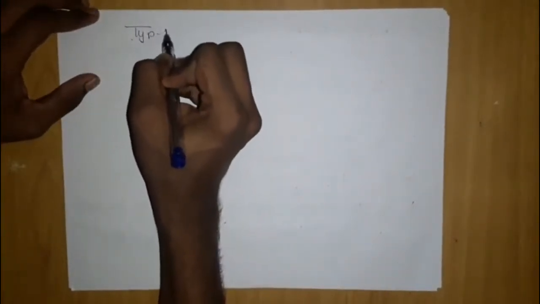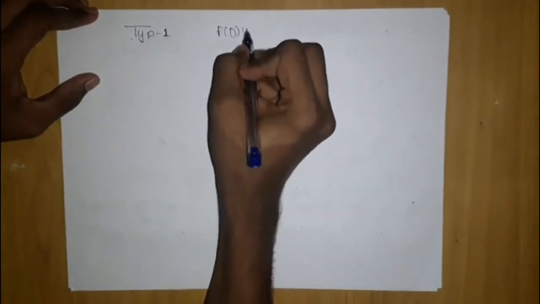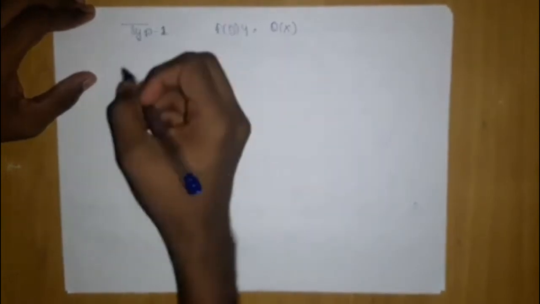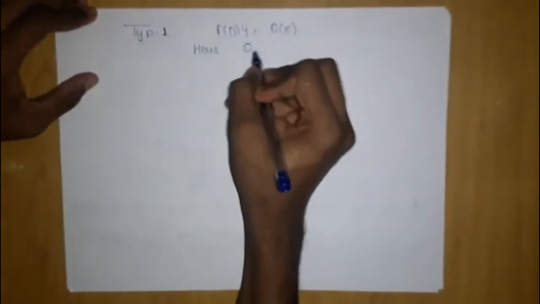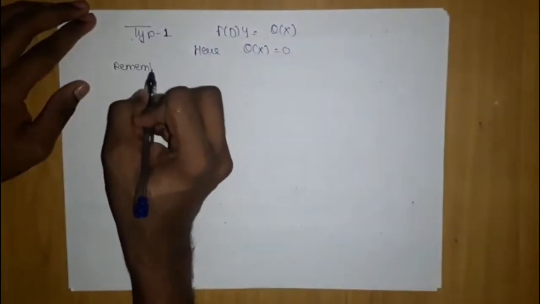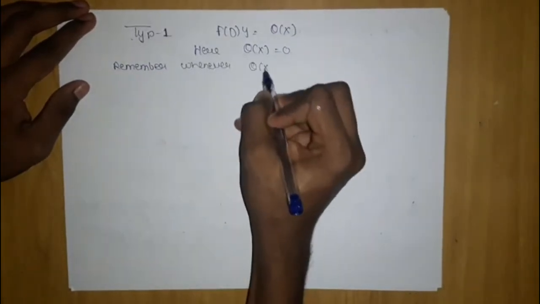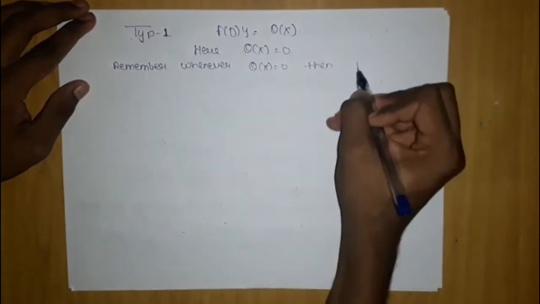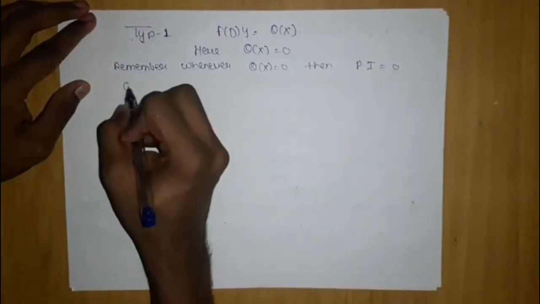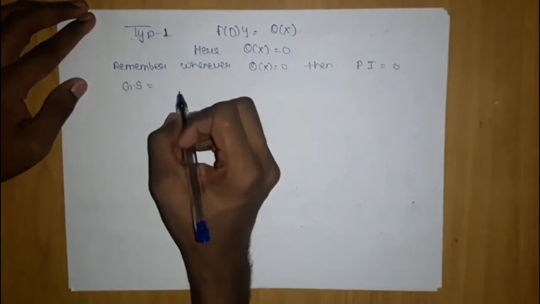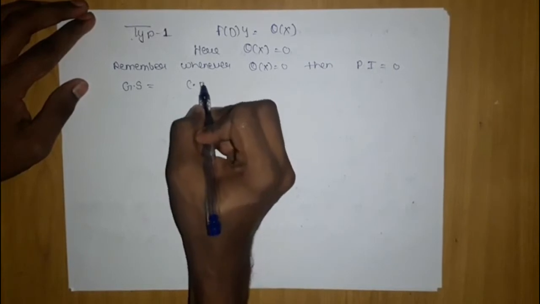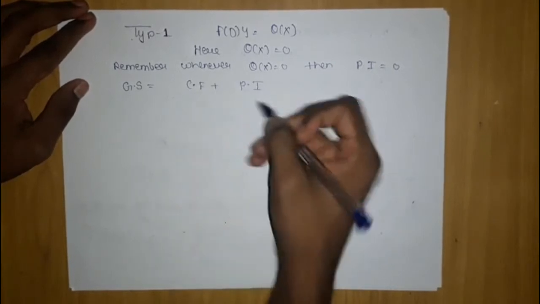The type 1 which we are going to take here has f of D into y equals q of x as our general equation. Here q of x will be 0, so you just need to get the complementary function. Remember, whenever q of x equals 0, then the particular integral becomes 0. Any higher order differential equation solution is given by complementary function plus particular integral, as I have mentioned in the last session.